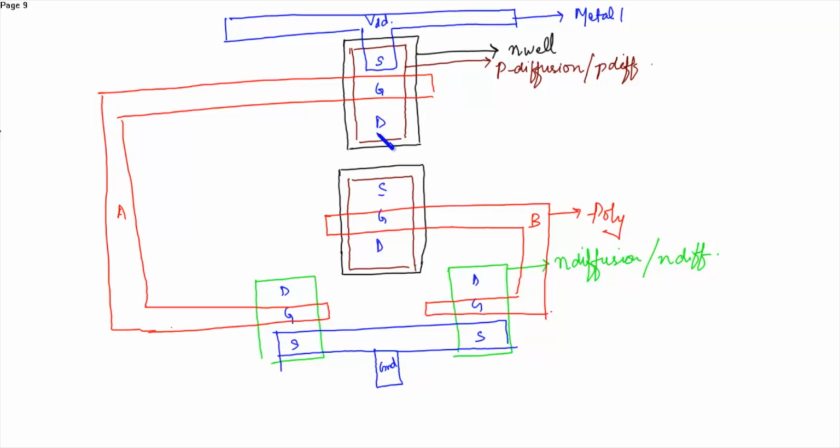Then the drain of the first PMOS is connected to the source of the second PMOS. So connect these two. The drain of the PMOS is connected with the drain of the NMOS. So this is where you obtain the output, that is Z. This is the common drain. All the connections are made with the metal layer.